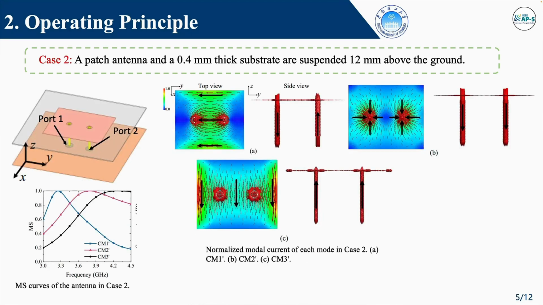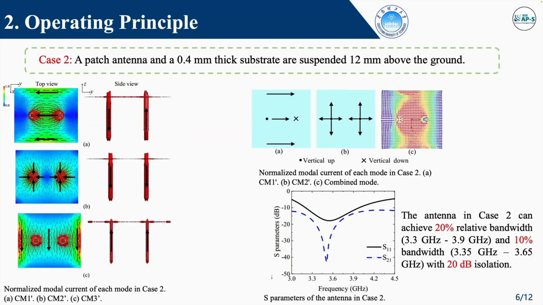Next, a patch antenna is suspended 12 mm above the ground. A new characteristic mode, CM2, is introduced due to the loading effect of the probe. When the left probe is excited, CM1 and CM2 are excited simultaneously, so that the current around the right probe will be cancelled out. The simulated S parameter supports our conclusion.